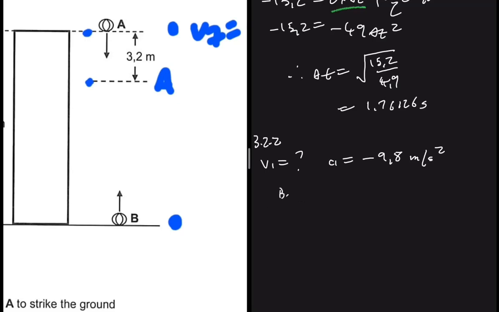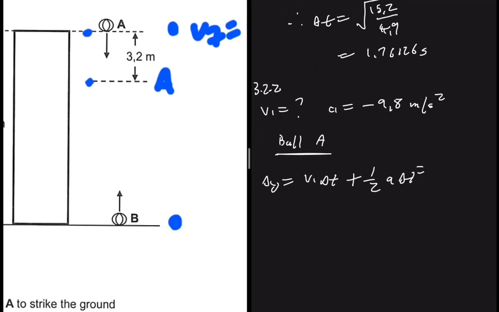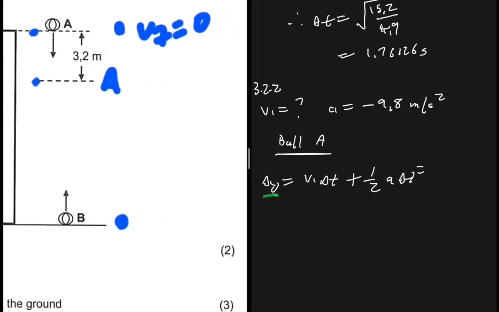So for ball B, not ball B but ball A, we can say that delta y is equal to Vi delta t plus a half a delta t squared, right? So now our delta y, we can say that is minus 3.2 meters, because we're looking for the time taken for only this journey. That is the time we're interested in, right? We're going to subtract it from the total time, and that will be the time for ball B.